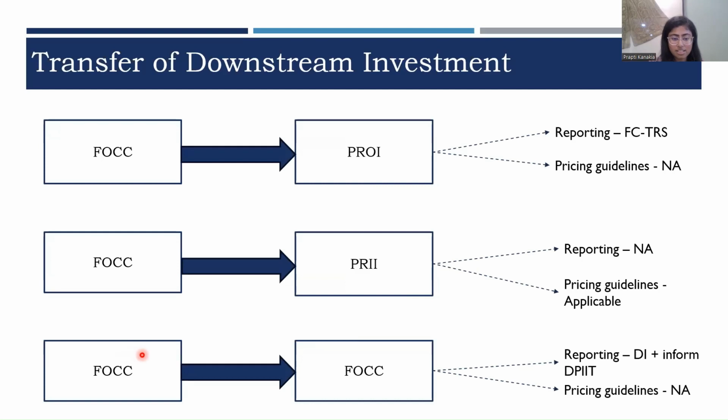When an FOCC is transferring downstream investment to another FOCC, there is no reporting requirement or pricing guidelines applicable. However, the transferee FOCC will file Form DI and inform the same to the DPIIT, since the investment that it has received is a downstream investment, and therefore the FOCC will be required to intimate the same. So this is all about the downstream investment and the compliance requirements for making downstream investment.